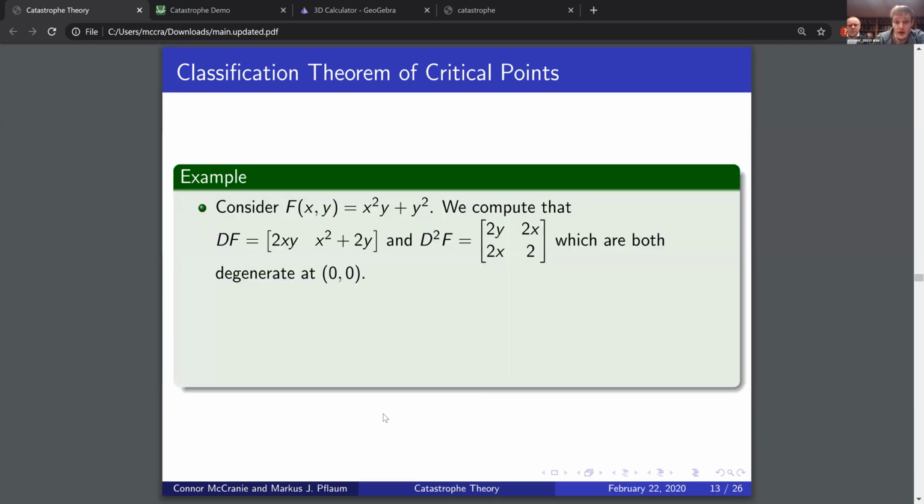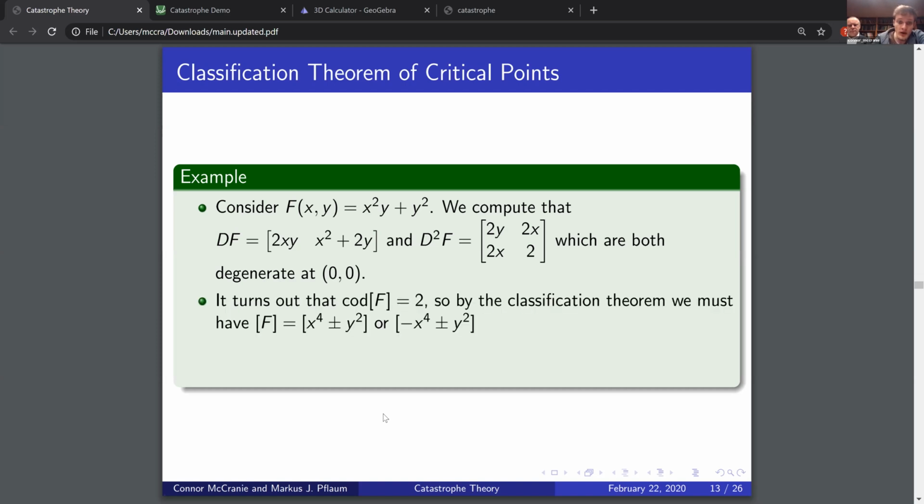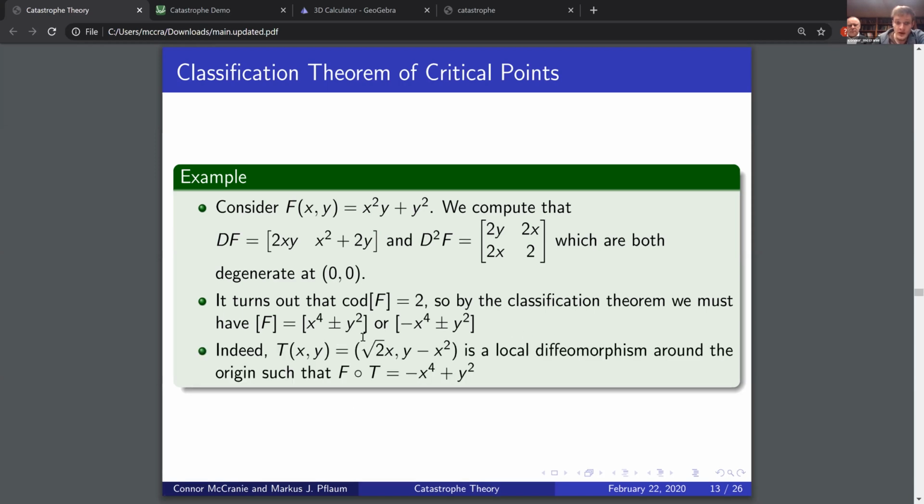All right, so as an example, if we have some sort of function, then we can compute its total derivative and its Hessian matrix. In this case, they're both degenerate at the origin. You can compute the codimension, and it turns out that it's 2 in this case. So by the classification theorem, it has to be one of these. And so you can actually check and find a local diffeomorphism, which you can compose with my original function to get here. It's nice to have these canonical representatives. If I have a function and I want to figure out how it behaves around this critical point, then I can look at my finite list and figure out a change of coordinates to get to one of those.